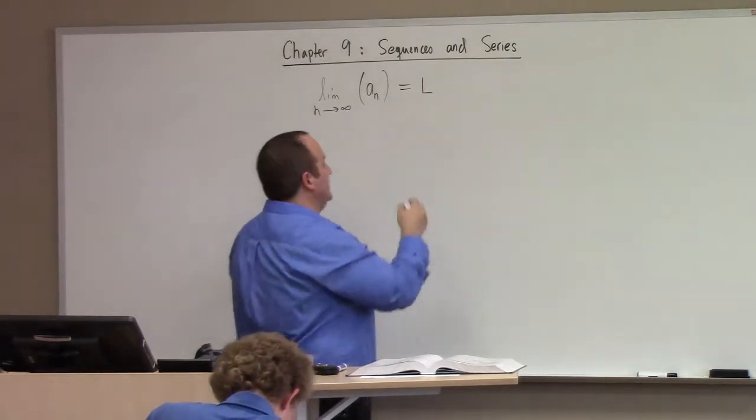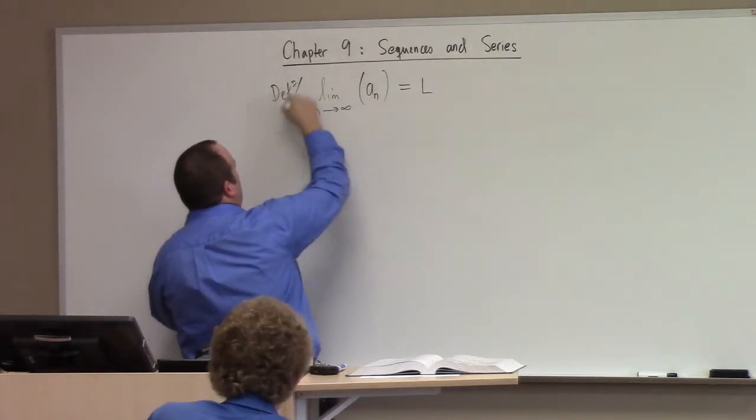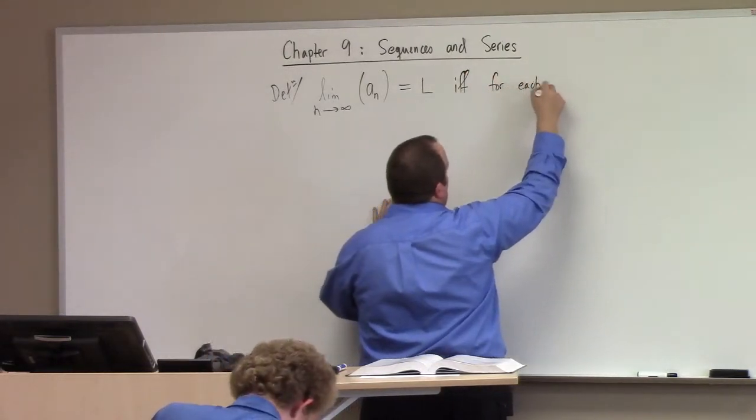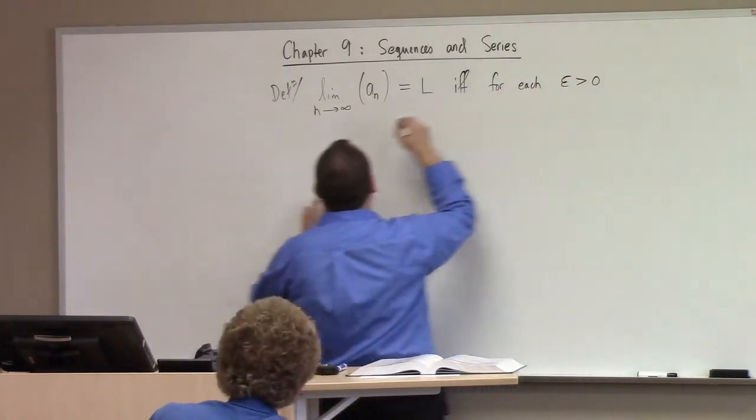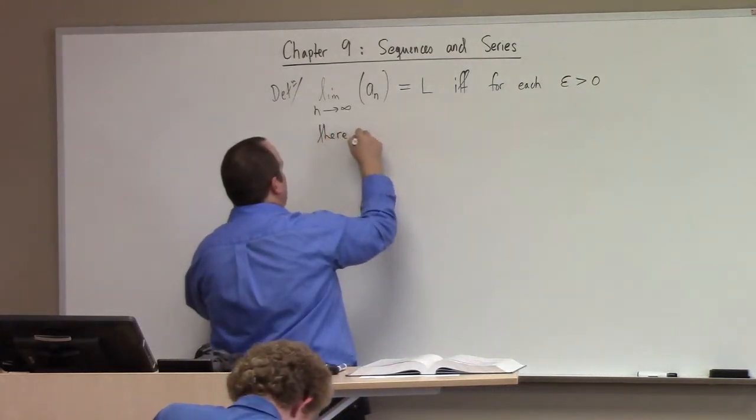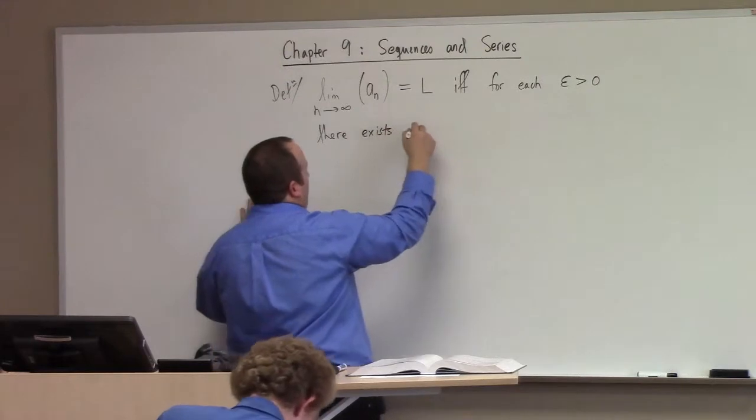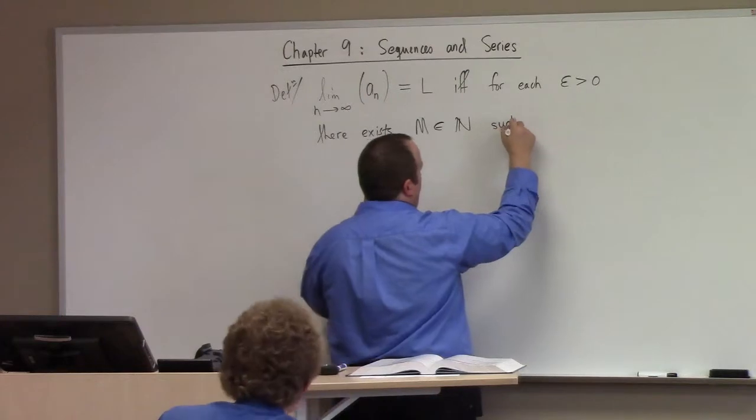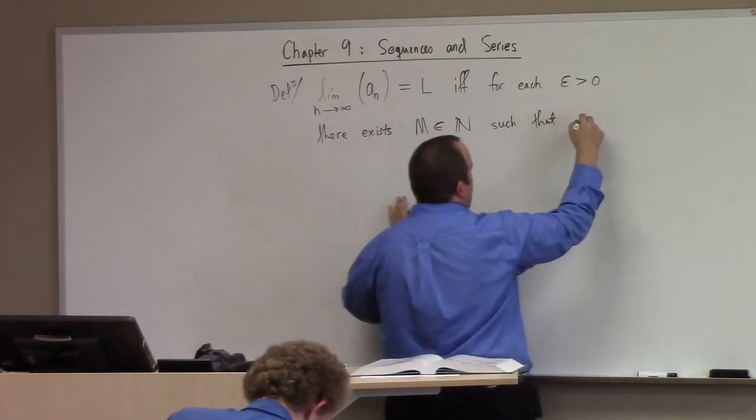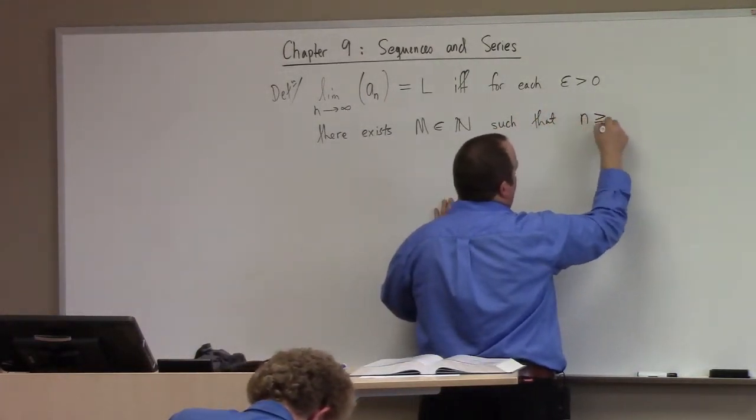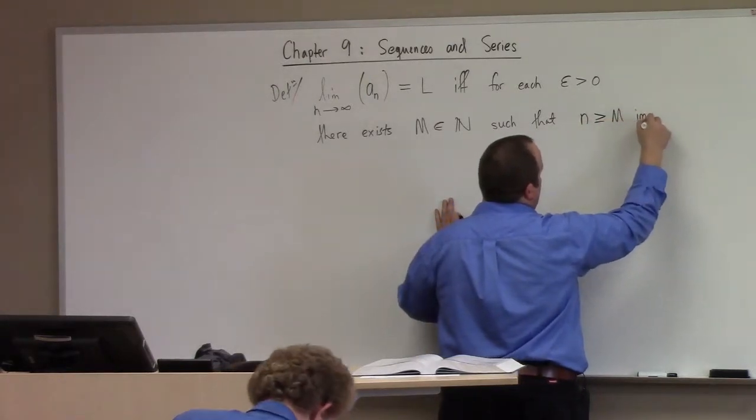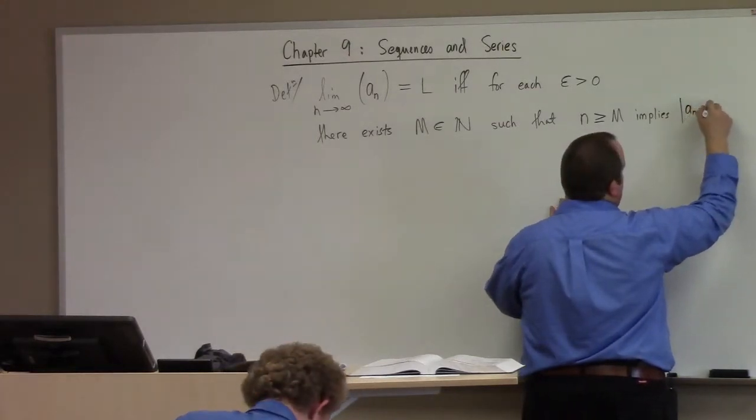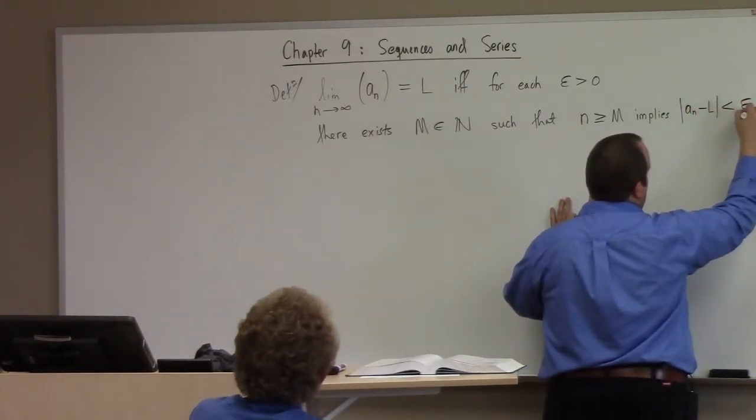What this means, definition, if and only if, for each epsilon greater than 0, there exists m in the natural numbers such that n greater than or equal to m implies the absolute value of a sub n minus L is less than epsilon.